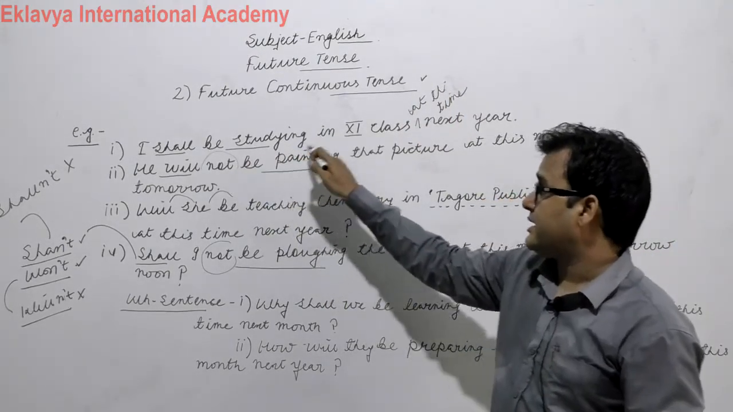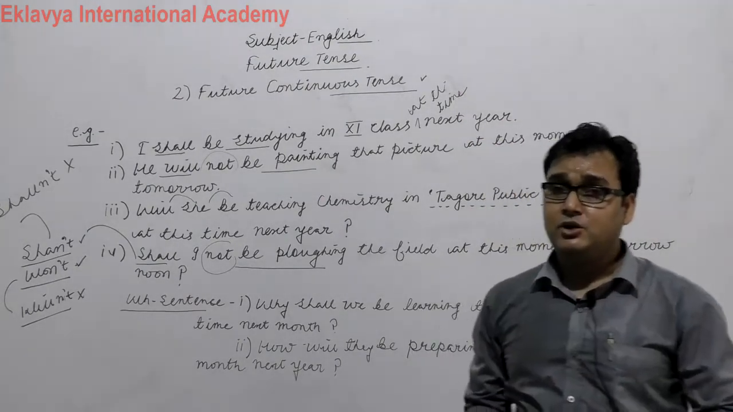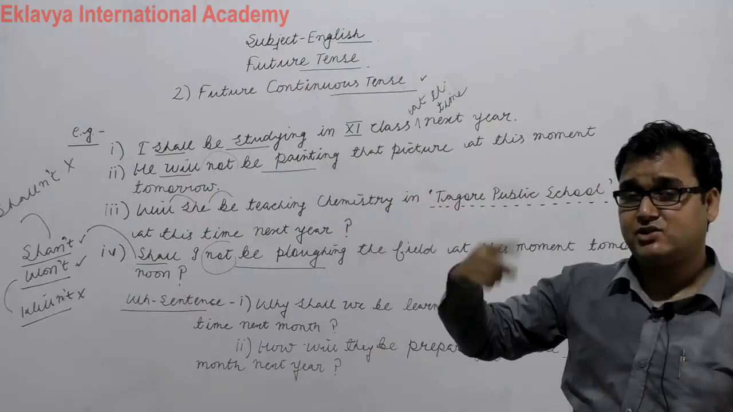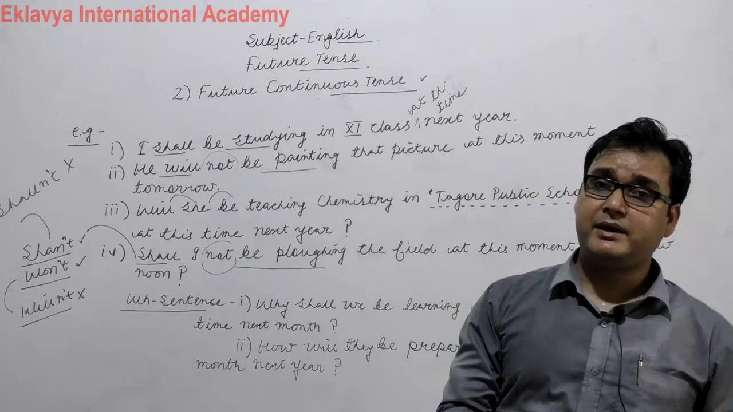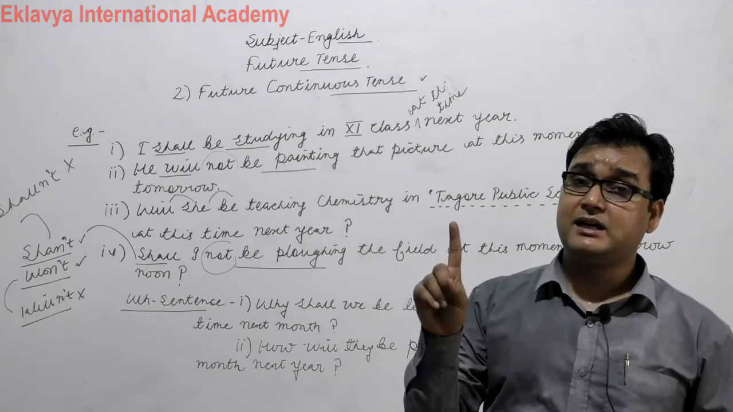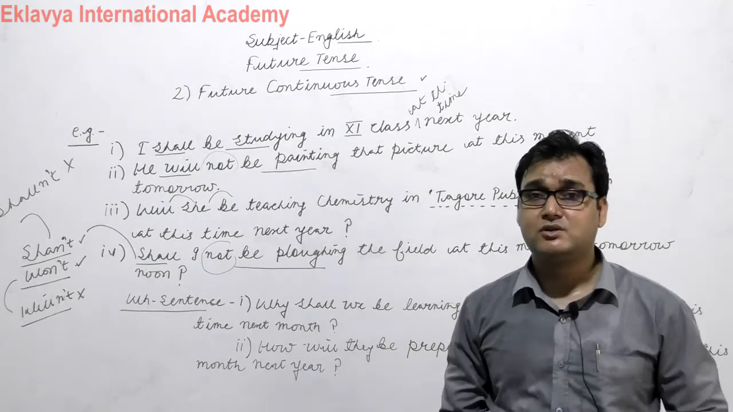I shall be studying in 11th class at this time next year. If you are studying in 10th class right now, you can say that I shall be studying in 11th class at this time next year. अगले साल में इस समय 11th class में पढ़ रहा होगा. The given example is of your future continuous tense.